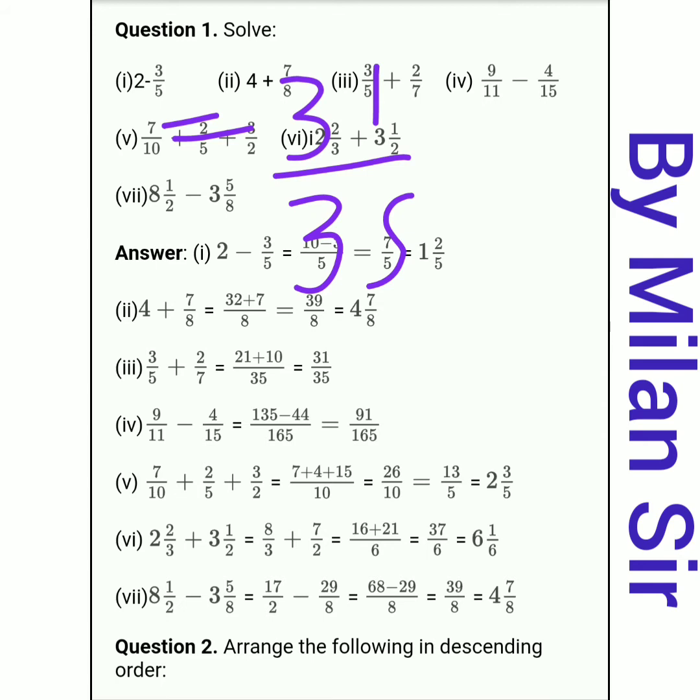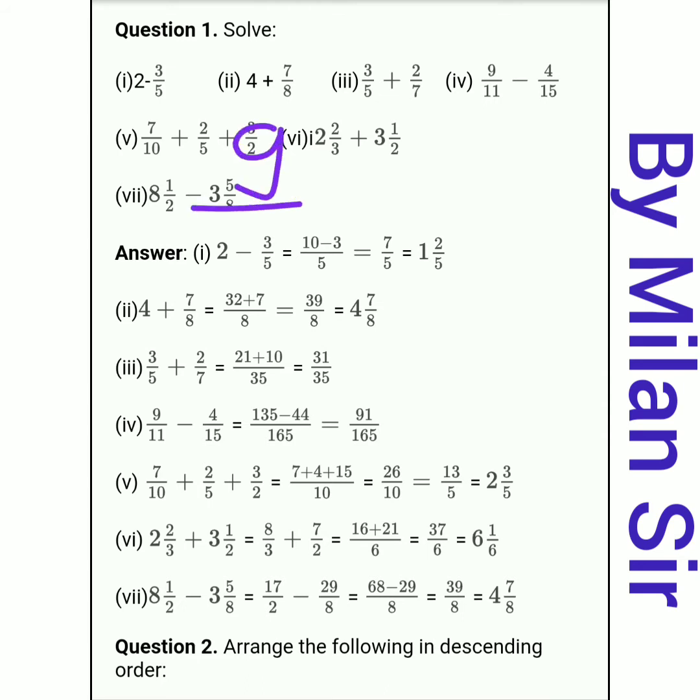So our answer is 31 upon 35. Okay, next. Question number 4. 9 upon 11 minus 4 upon 15. Okay, first of all we need to take the LCM of 11 and 15.